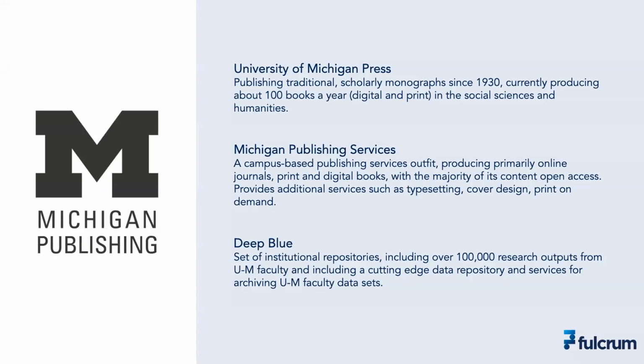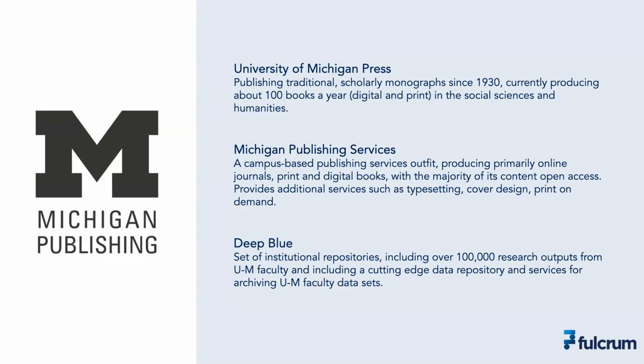So I just want to give a little context of who we are and where Jillian and I work. Michigan Publishing is a division of the University of Michigan Library, so we're situated within the University of Michigan Library. And within Michigan Publishing, we have 3 units. The University of Michigan Press, which is a traditional scholarly monograph publisher. We've been doing that since 1930. And we produce about 100 books a year in digital and print, primarily in the social sciences and the humanities.